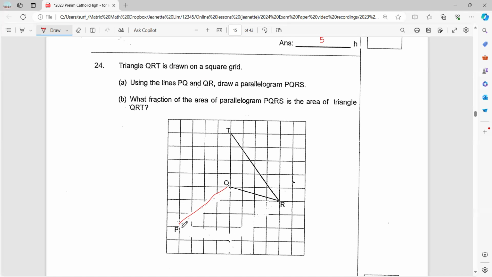So I'll do the same for P. 4 squares away is over here. So cut from one corner all the way to this corner. Okay, so this is point S. Next, connect.